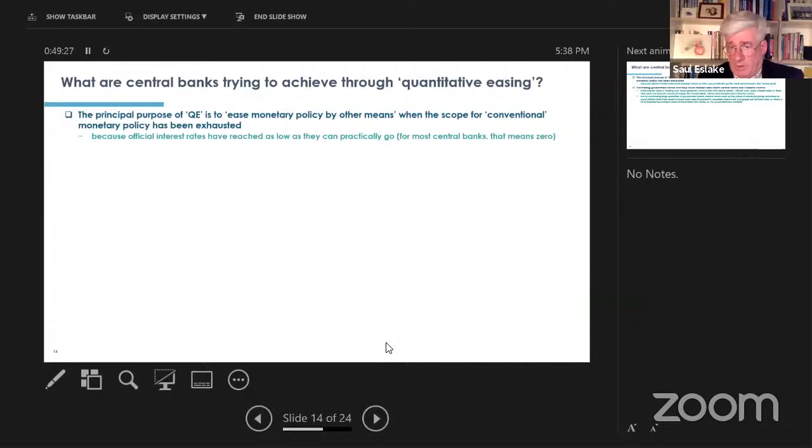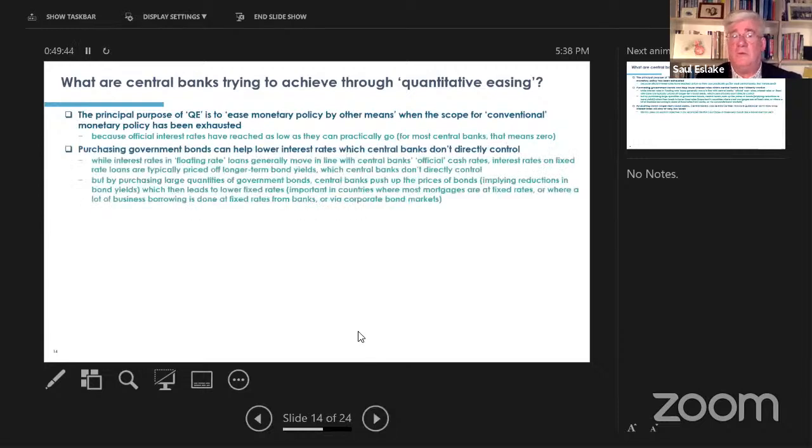Well, the principal purpose of quantitative easing is to ease monetary policy by other means, when the scope for easing monetary policy in the conventional way by cutting interest rates has been exhausted, because interest rates have gone as low as they can practically go. And as I said before, for most central banks, that means zero. Purchasing government bonds can help lower interest rates that central banks don't directly control. Interest rates in floating rate loans, as is the case with mortgage rates in Australia, for example, normally do move in line with the central bank's official cash rate.